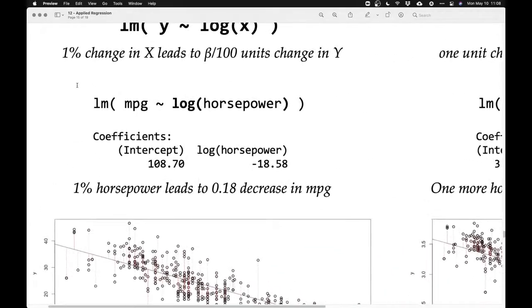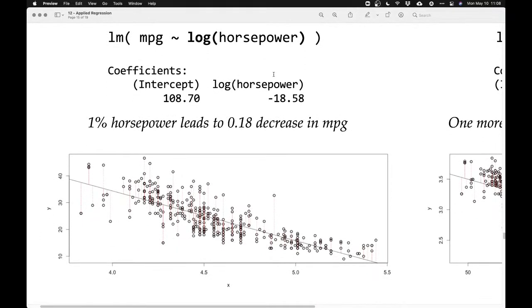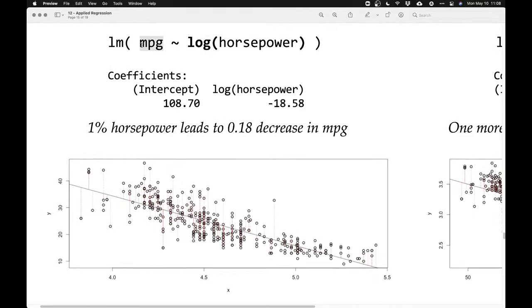All right. We could take the log of x and then regress y over the log of x. Okay. I showed you the log of y before, but you could also take the log of x. I'll show it to you in every combination. Bear with me. So for example, here, I do miles per gallon over the log of horsepower instead of horsepower by itself.